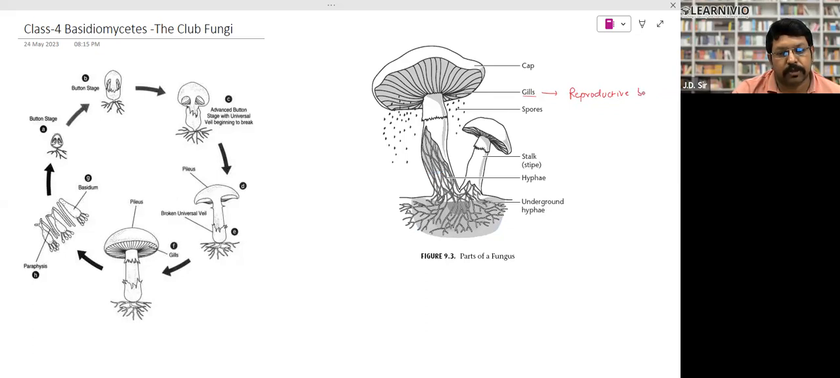Reproductive bodies, right? And these are the spores. So basically, it is called Basidiomycetes because these spores are called basidiospores. Basidiospore. And this is a stalk, and this is made up of hyphae. It's underground hyphae, right? And the name of this fungus, which is the representative member, is mushroom.